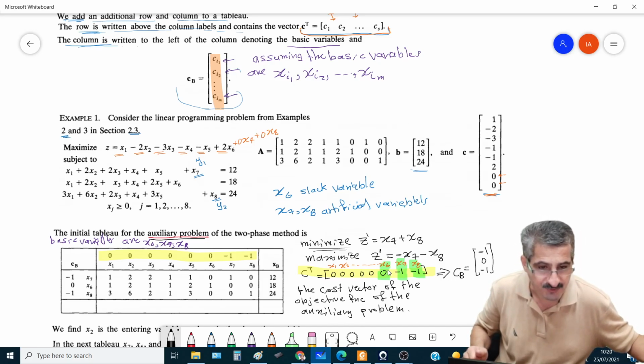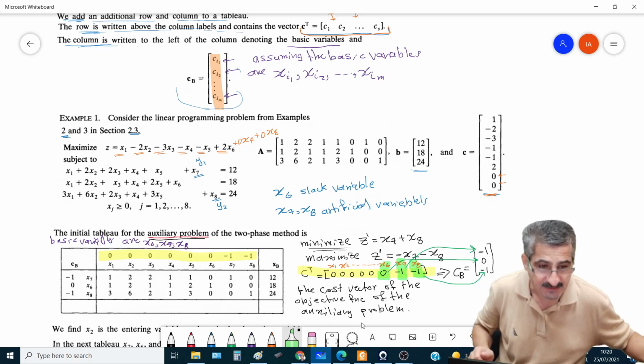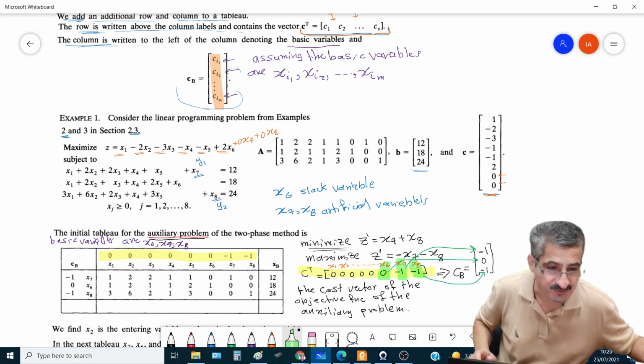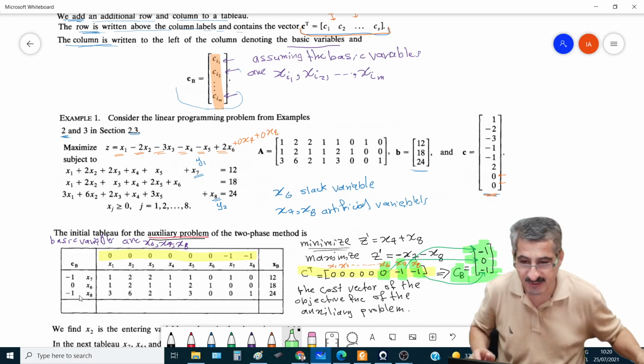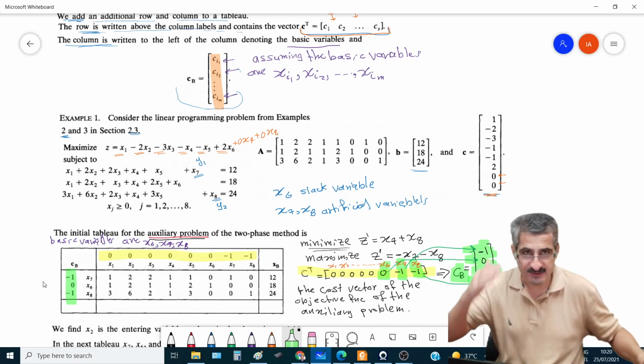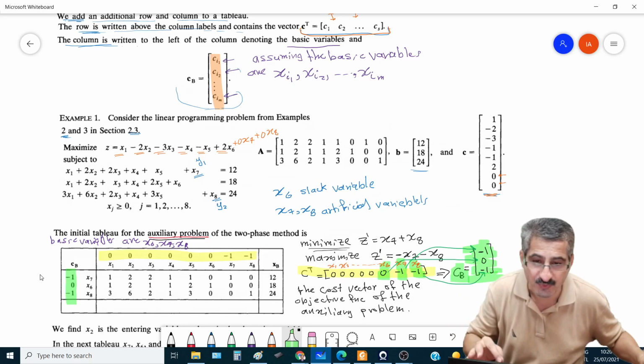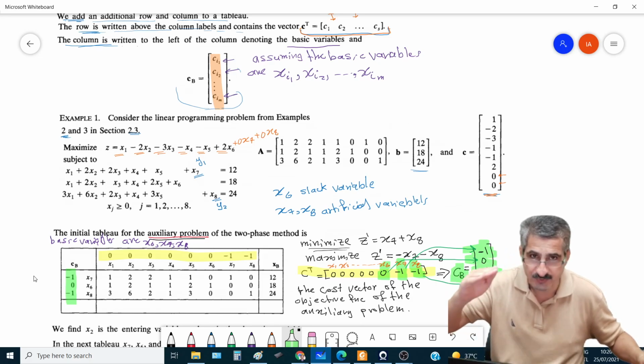Okay? And to make sure of what I'm saying here, this coefficient goes here, this one goes here, and this coefficient goes here. So these are the coefficients of the basic variables. And therefore, this is the vector CB. And we add it here: x7, x6, x8. We have to put them in that order because this is their order in the constraints.